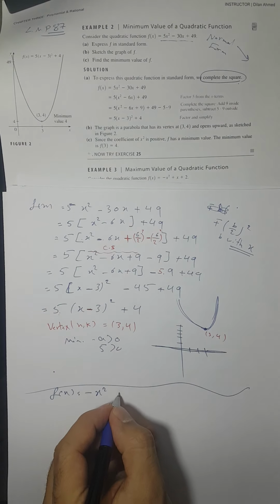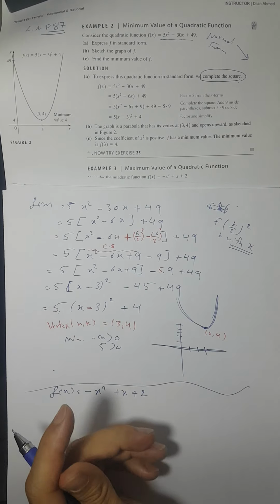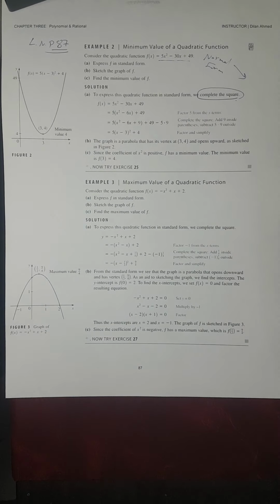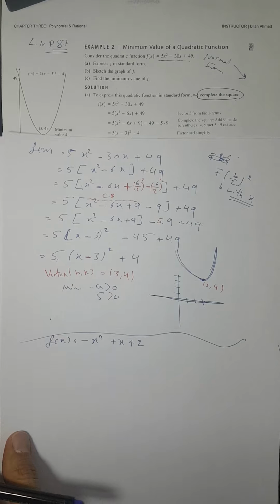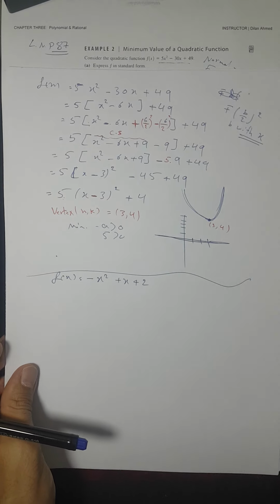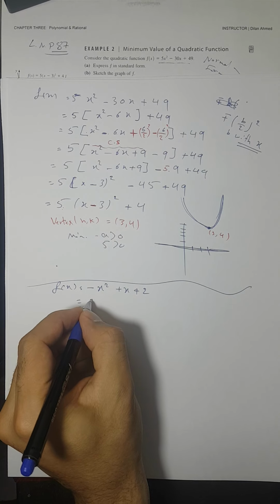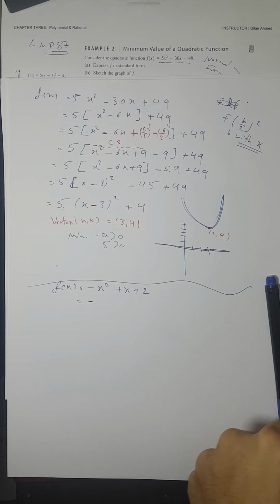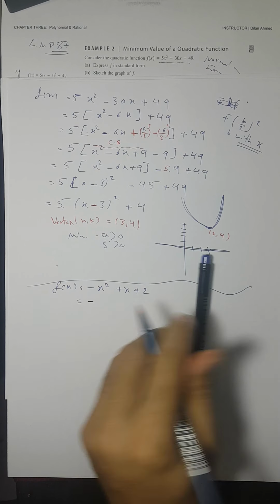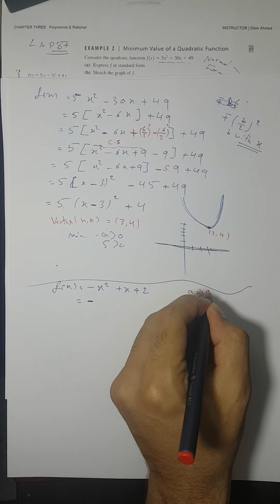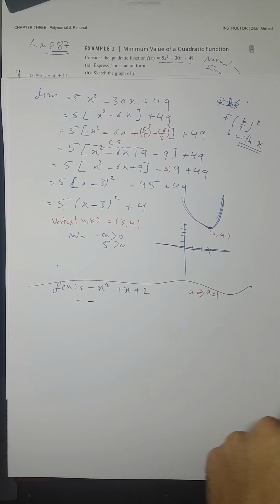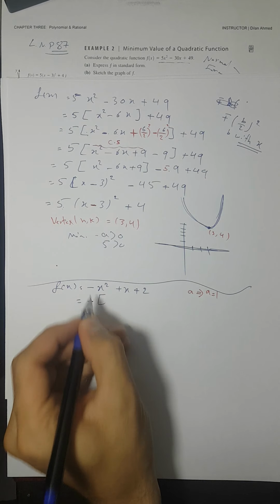Minus x squared plus x plus 2. Now we are going to solve this part. Again, it's not difficult. The same steps. We will take just minus here. Be careful, because I should change a to be 1. A is equal to minus 1. So I will take minus as a factor.